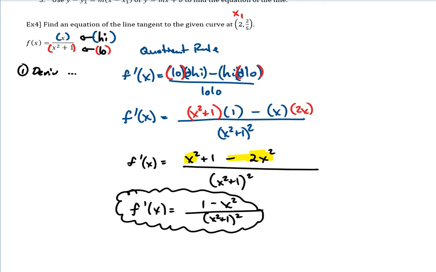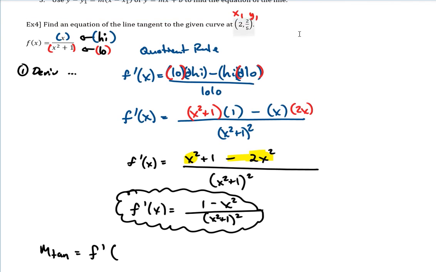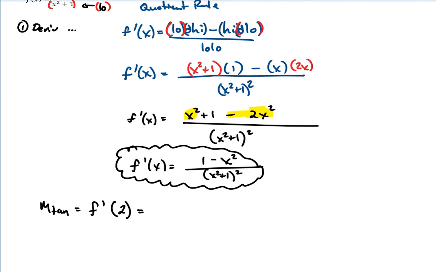So we have x1 is 2 and y1 is 2/5. So we would plug in the x1 value to find our slope. So still in step 1, our m tangent is to plug in the given x value. And on this problem, the given x value is 2. So we'll plug that 2 into our derivative function.